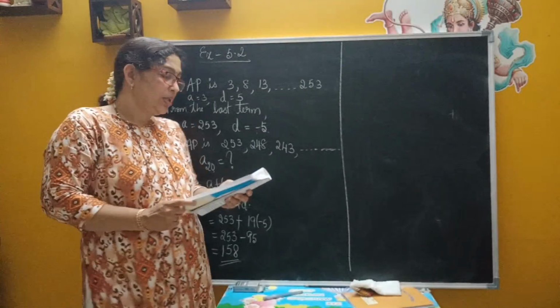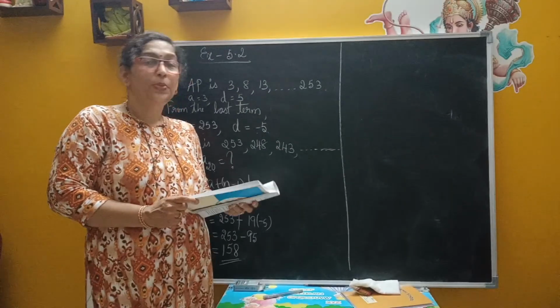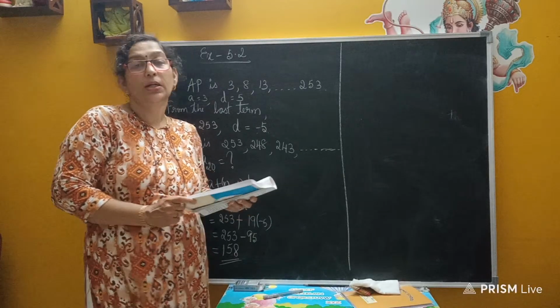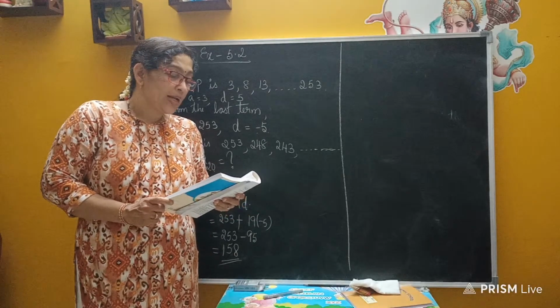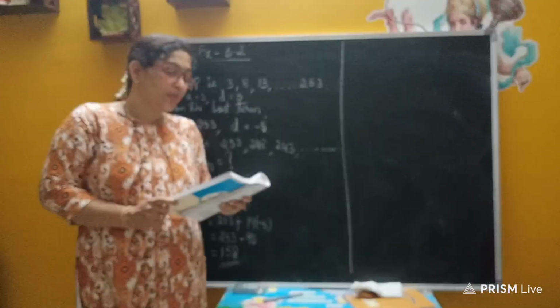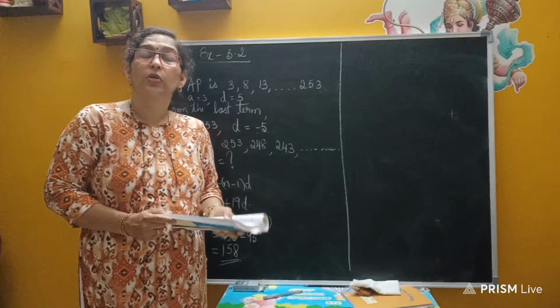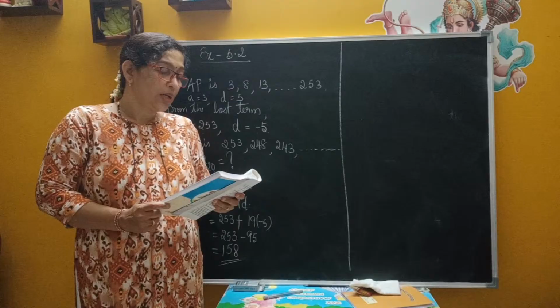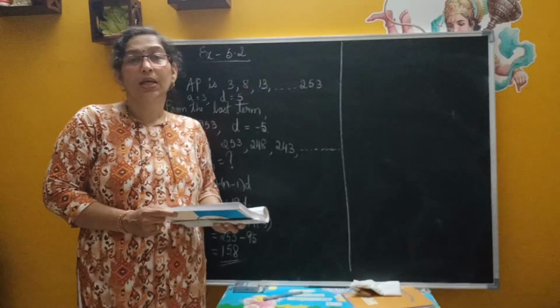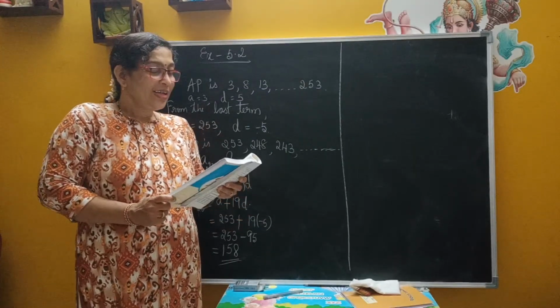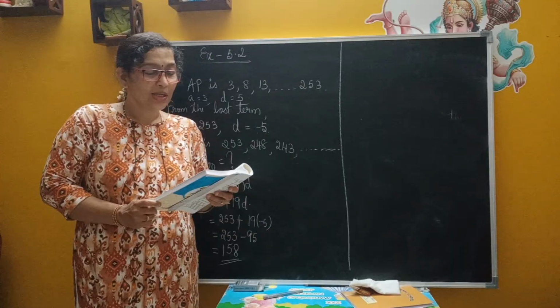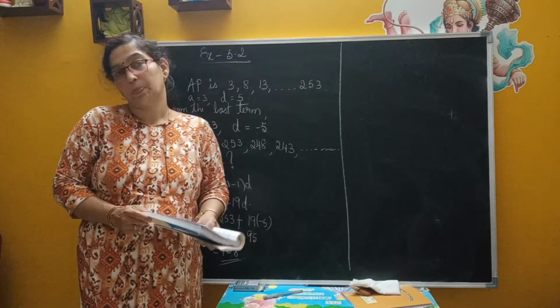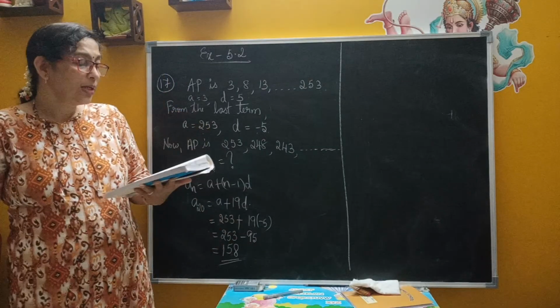19th one now. This is actually an application level problem, a word problem from our daily life. Subbarao started work in 1995 at an annual salary of rupees 5,000 and received an increment of rupees 200 each year. In which year did his income reach 7,000? Okay, so you have the data.